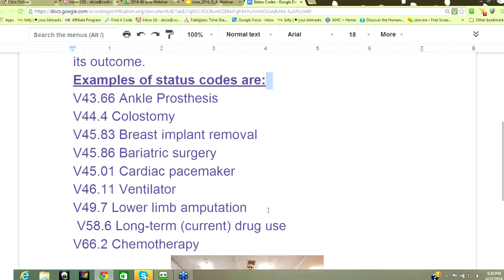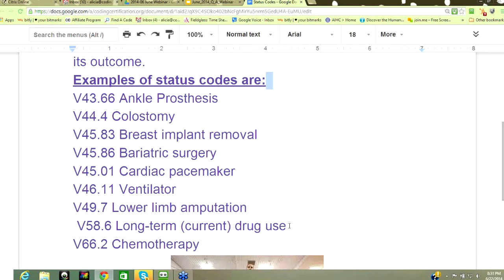Again, long-term current drug use. The big one that jumps out here is insulin. If you've got a type 1 diabetic, you don't have to use this code because they're going to be on insulin. Now, if it's a type 2 diabetic, however, they could be controlling their blood sugars with diet and exercise. They could be on an oral medication, or they could be using insulin. And then again, there's chemotherapy.